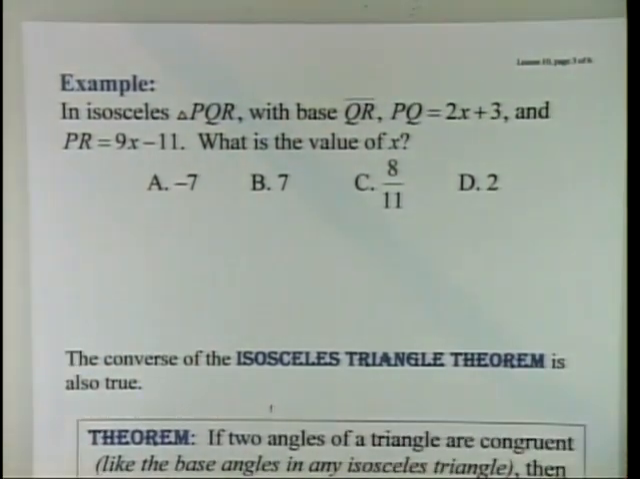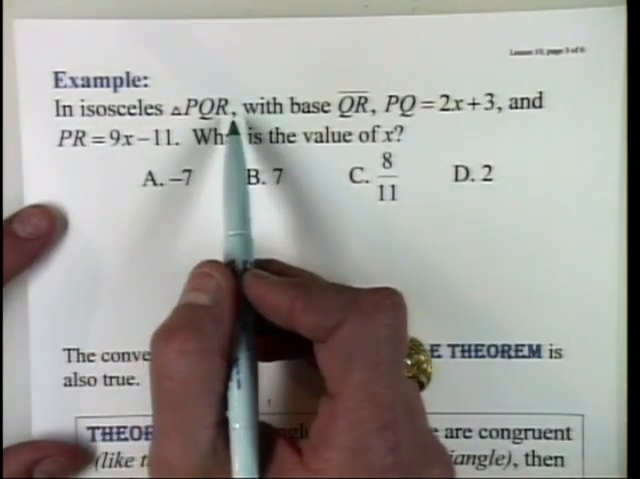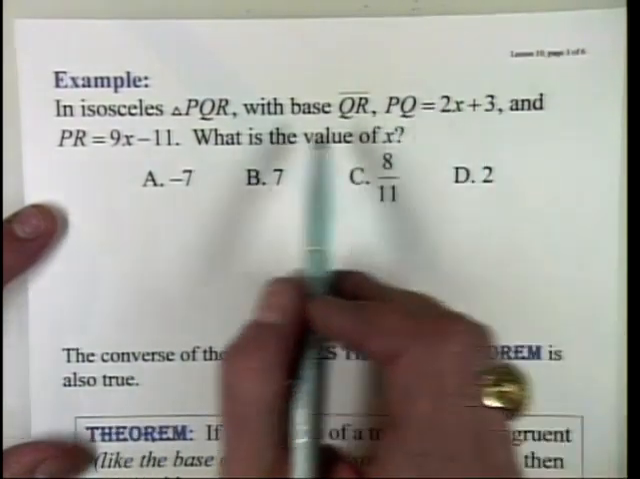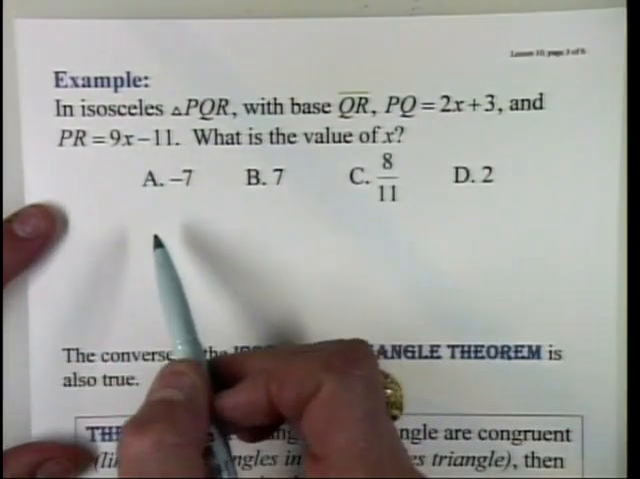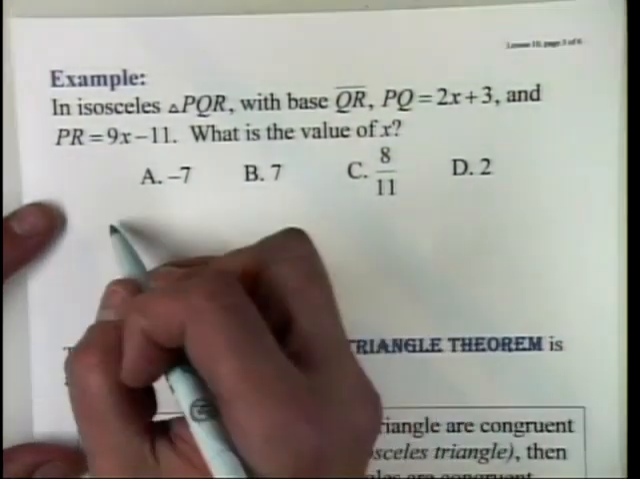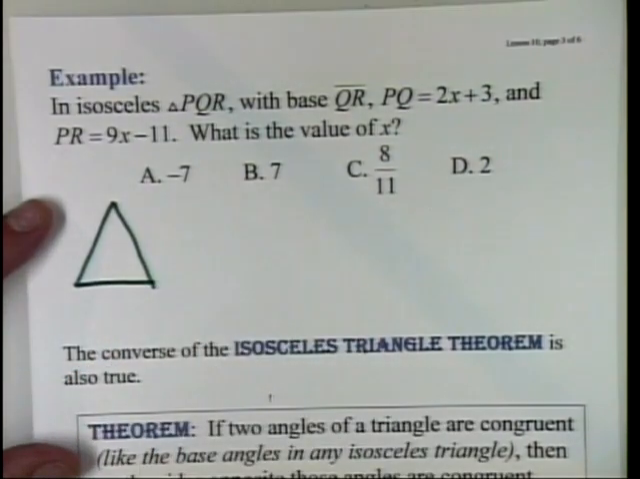This one doesn't have a picture, as you can see. It's just a bunch of words, so we're going to have to draw our own picture. In an isosceles triangle, PQR, with a base of QR, we know that the measure of PQ is 2x plus 3, and the measure of PR is 9x minus 11. What is the value of x? So again, we're finding x. Well, let's go ahead and draw a picture. Any triangle will do. We just need to have something to label.